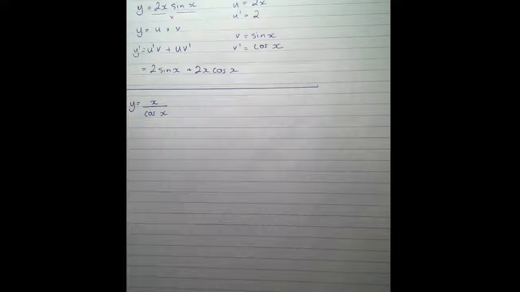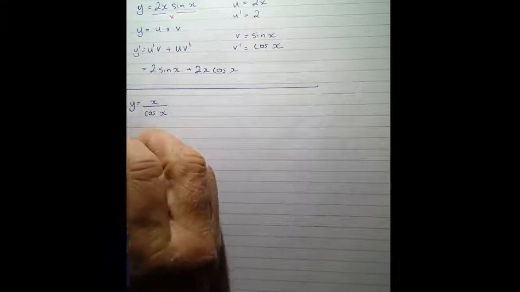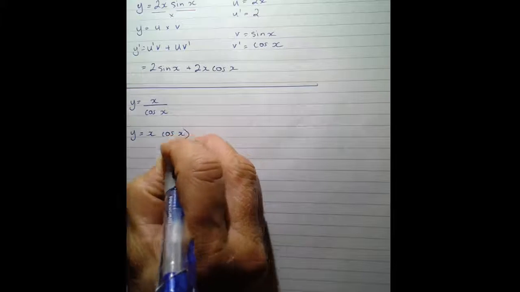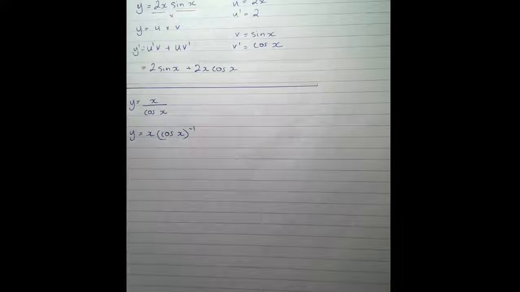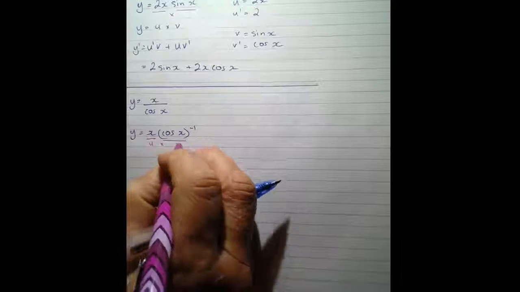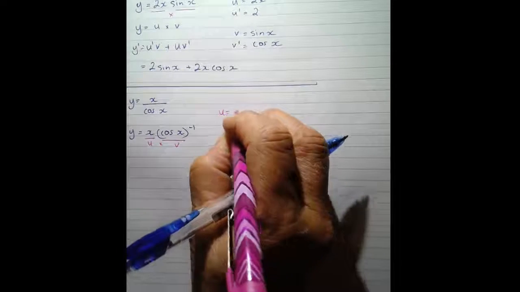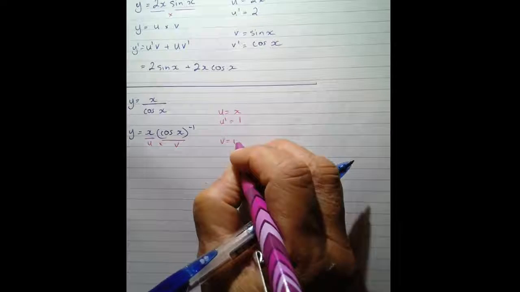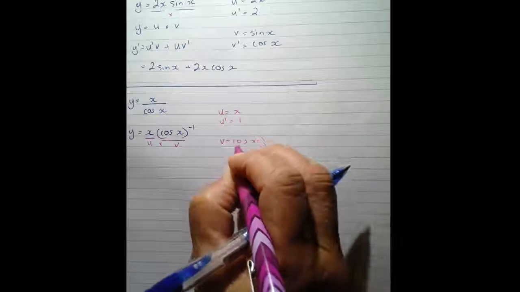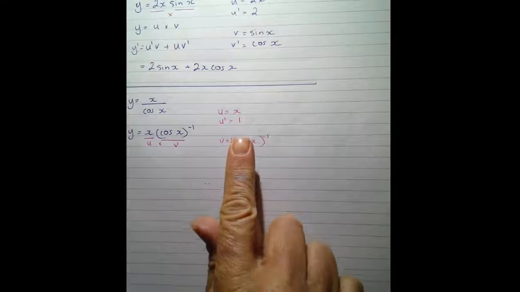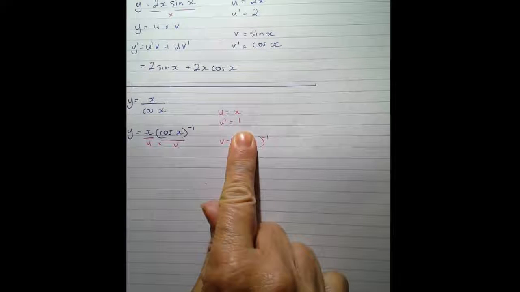Now we could do this using the quotient rule, but we'll look at this one using the product rule. So we can rewrite this as y equals x times cosine of x to the power of -1. So here we still have u multiplied by v. So if u equals x, then the derivative of u equals 1, and if v equals cos x to the power of -1, then we're going to use our chain rule here. We've got a function within a larger function.